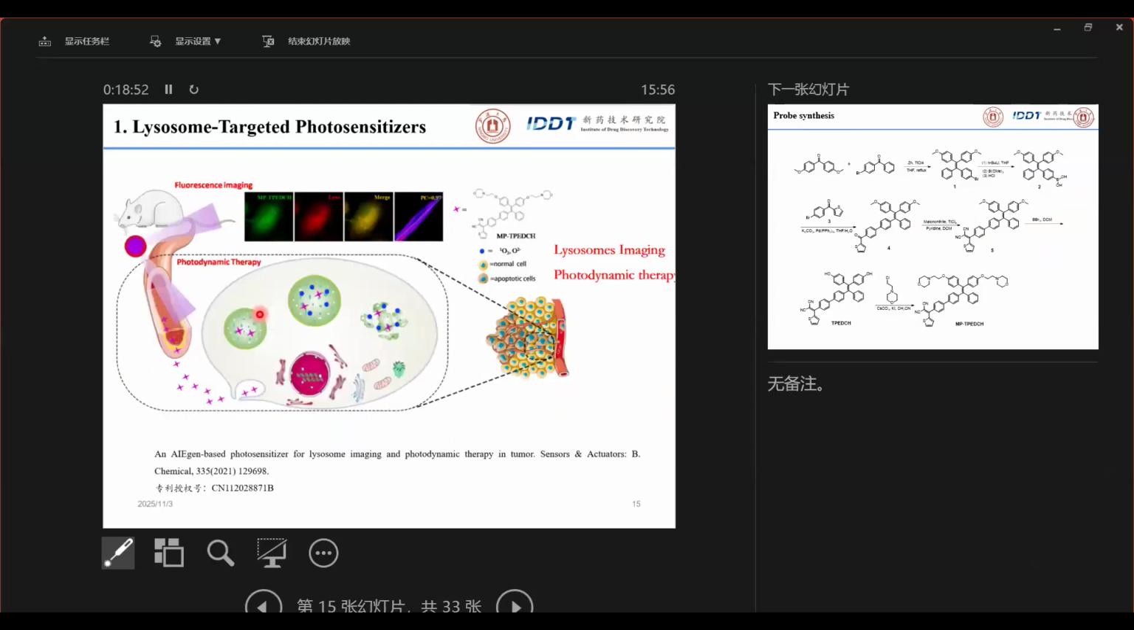Yeah. So first we designed this kind of lysosome-targeted photosensitizer. This is the structure. We use this part, also called a kind of MI, as a lysosome-targeting group and combine it. I will enlarge this in the next slides. So we can use this for lysosome imaging as well as photodynamic therapy.